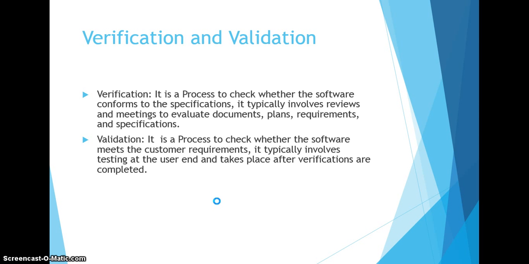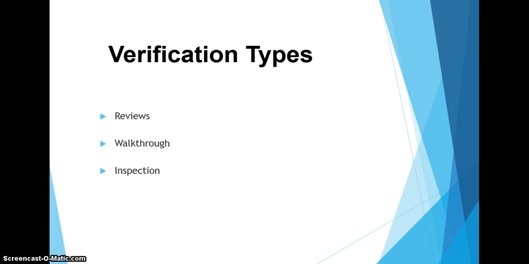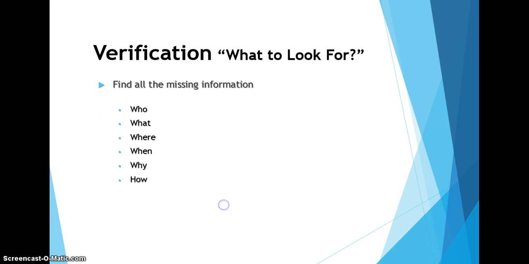Validation is a process where you check if the software meets customer requirements. So you actually test at the user end, and you validate if the application is meeting customer requirements. Verification types are reviews, walkthrough, and inspection. There are 3 types of verification which can be done. One is review, one is walkthrough, and one is inspection.